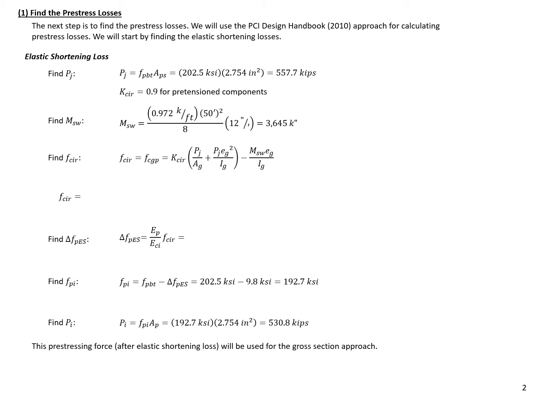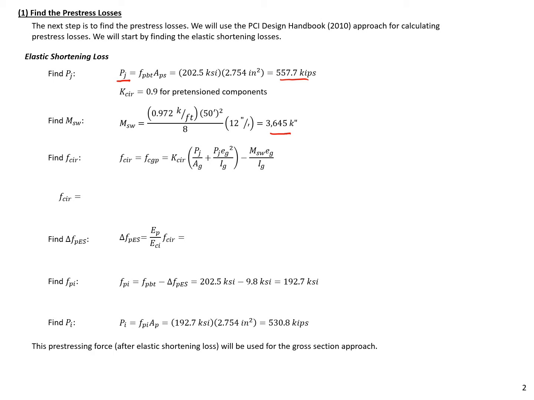The first part of the problem asks us to find our pre-stress losses using the PCI Design Handbook approach. And we'll start by finding our elastic shortening loss. To do this, we need to find the force in the strand before transfer, so this P sub j, and we'll do that by taking our f_pbt times the area of our pre-stressing. So we'll get a total force as shown there. The next step is to find our self-weight moment. So we'll just use our wL squared over 8 equation and change our units to kip inches. So we do that there.